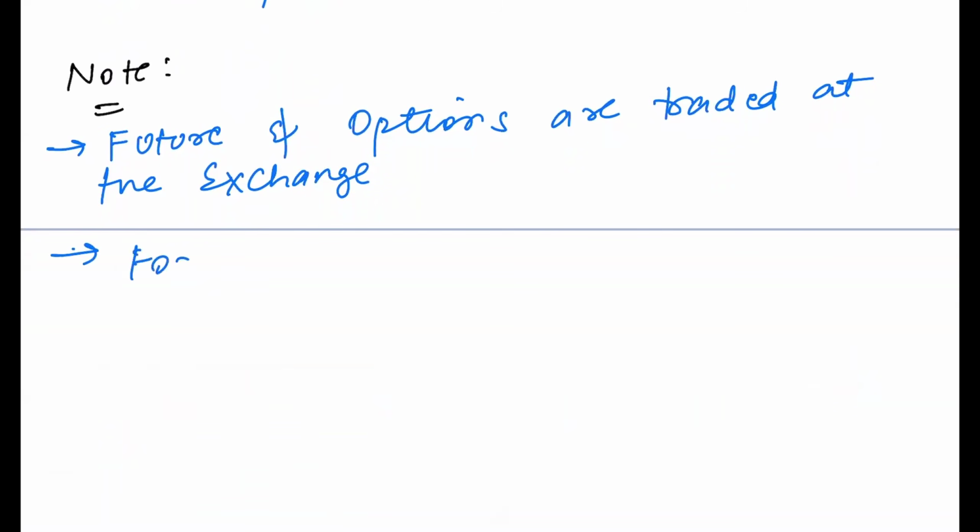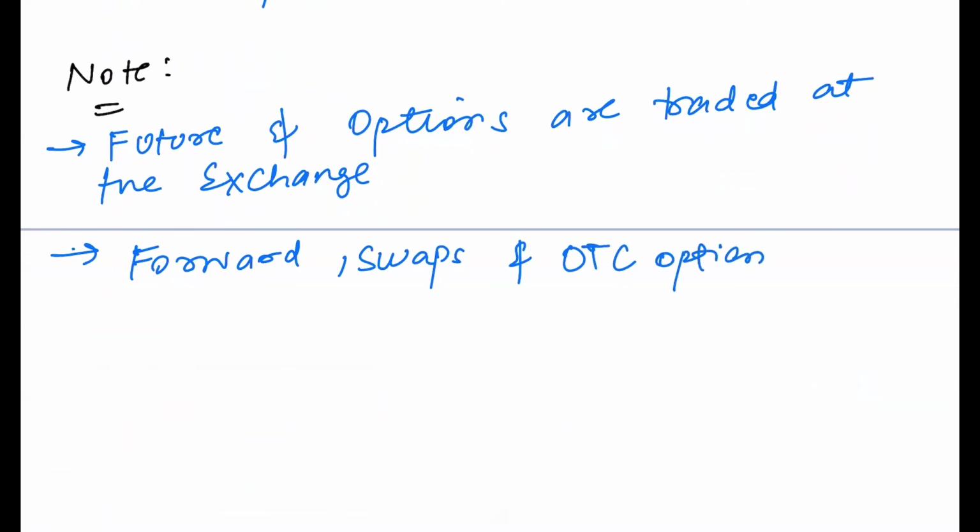If you see forward, swaps, and over the counter options. So options are traded both in the exchange as well as over the counter. But futures are only traded at the exchange, and forwards, swaps, and options are traded over the counter. Okay, this is just a note. But let's understand what is a future contract, what is a forward, because these are different derivatives with different properties. So let's understand each of them.